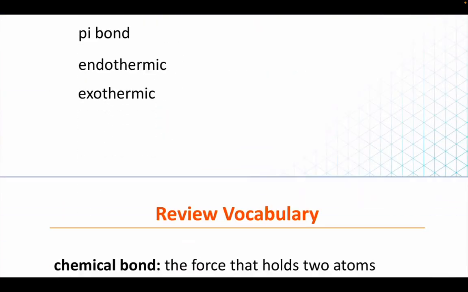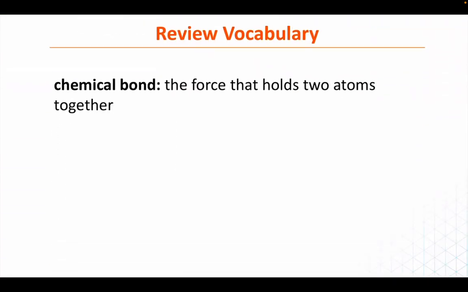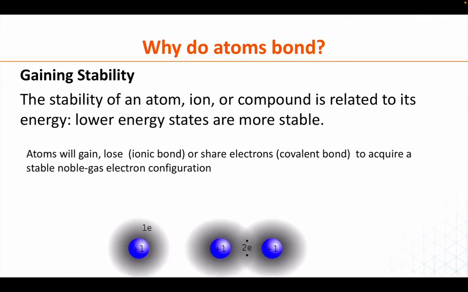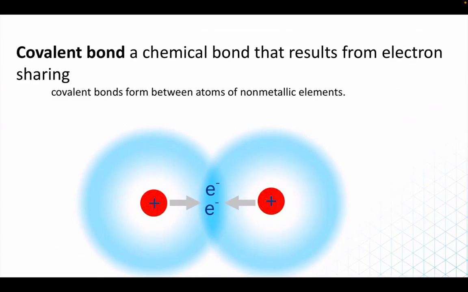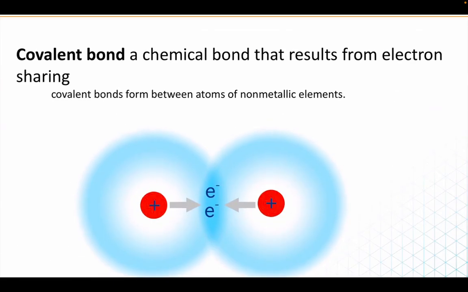So ionic bonds are when electrons are transferred, when the metal usually loses and the nonmetal gains. Now we're talking about a covalent bond. Both types of bonds, ionic and covalent, happen because the atoms want to have an octet of electrons and they become more stable. So a covalent bond is the result of sharing electrons between two atoms.